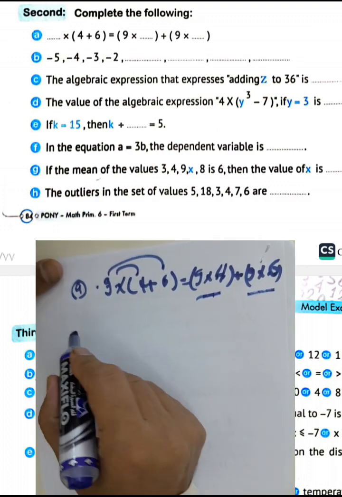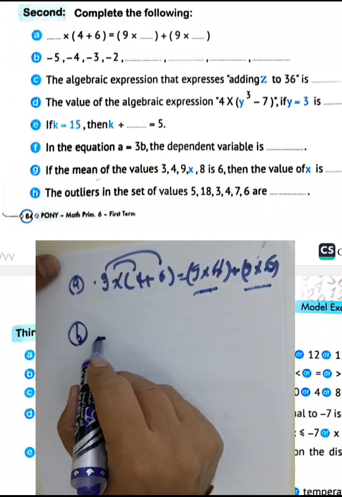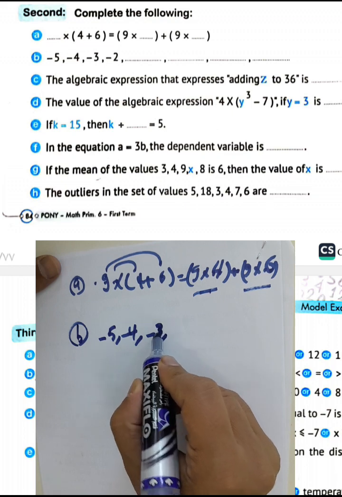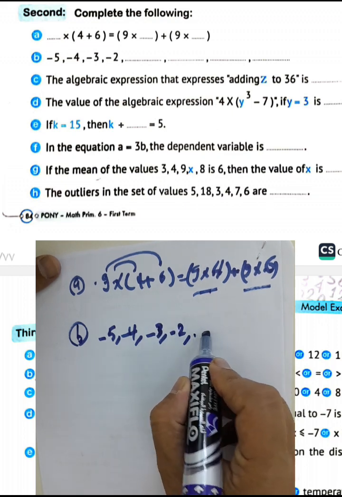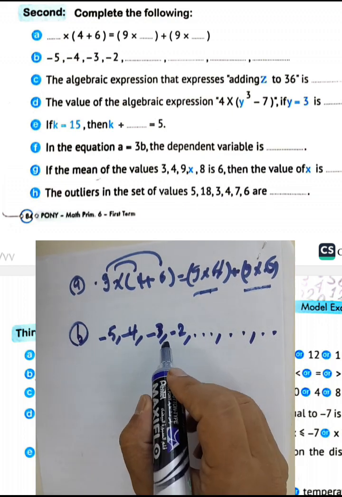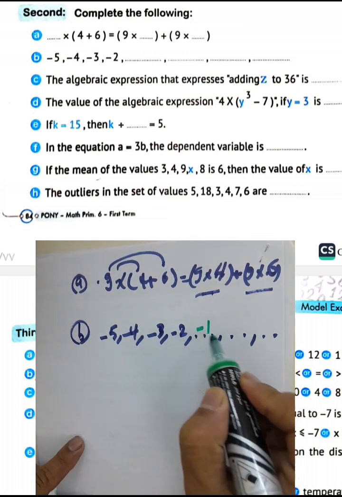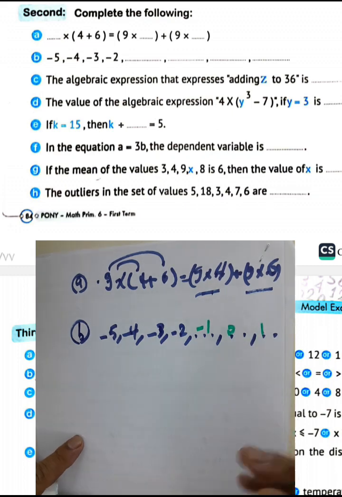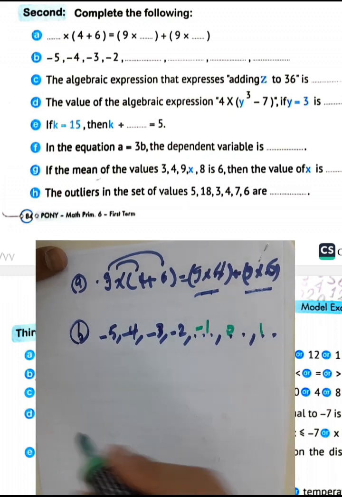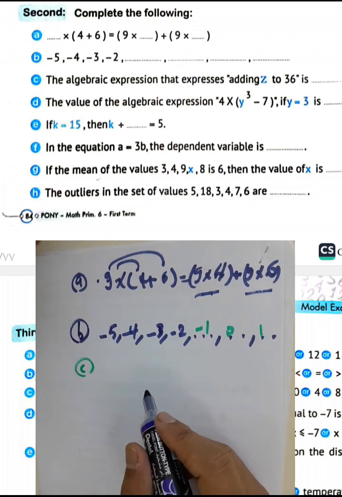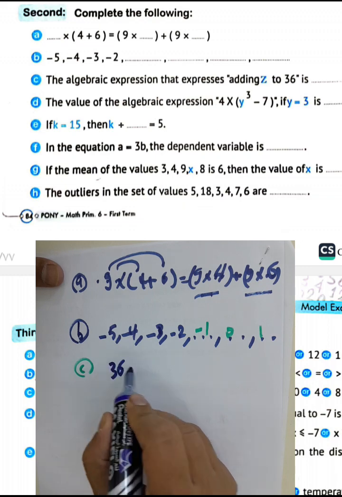Question letter B. -5, -4, -3, -2. We can write here -1, 0, 1. Question letter C. The algebraic expression that expresses adding z to 36 will be 36 plus z.